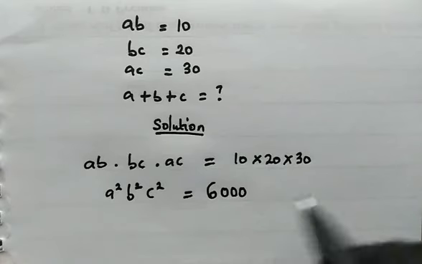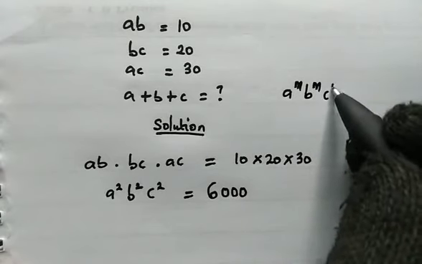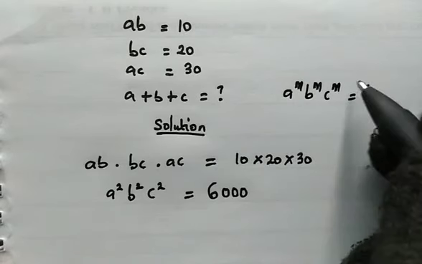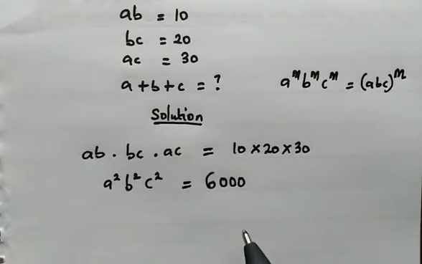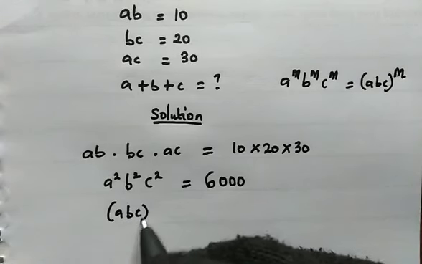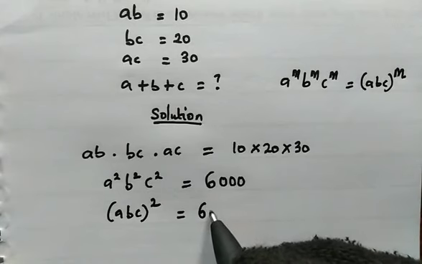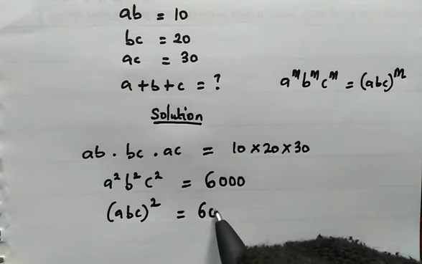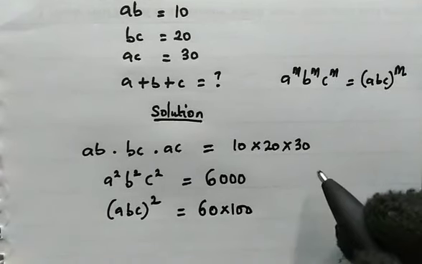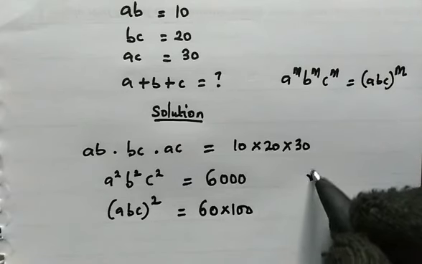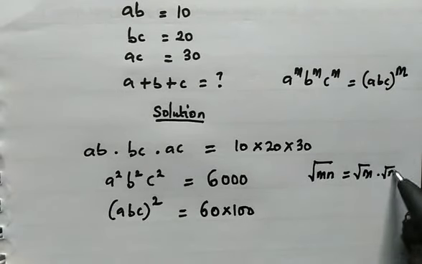6,000. So from here, remember that when we have A to the power of M times B to the power of M times C to the power of M, since they have the same powers, we can write it as A, B, C, then all to the power of M. So from here, we have A, B, C all squared equal to 6,000. Okay, so 6,000 is the same as 60 times 100. I know why I'm doing this, so that we can easily find the square root. Take note that the square root of mn is the same as the square root of m times the square root of n.